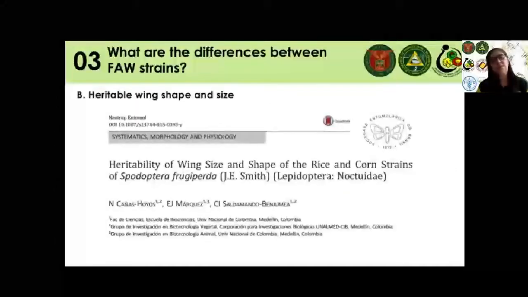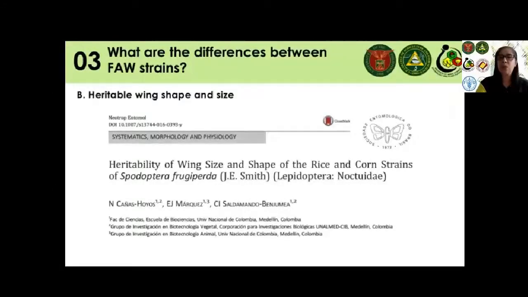To date, no morphological difference between the FAW strains has been reported yet, except those reported by Cañas-Hoyos and colleagues. Interestingly, they noted a difference in the wing shape and size between these strains.